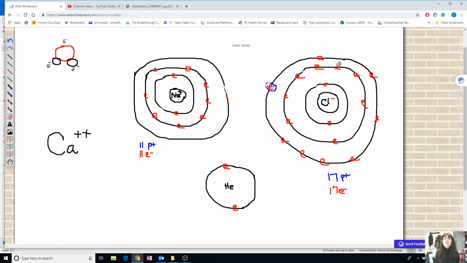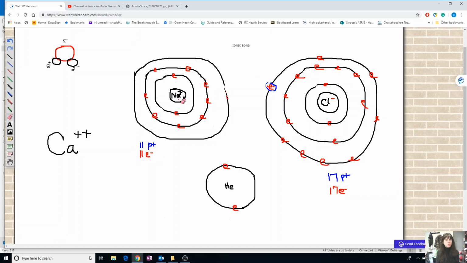The valence shell of chlorine, which has now become chloride with this 1 negative electron, you don't have to worry about naming these things, is now full. And now this atom has a net negative charge of 1. This atom has a net positive charge of 1.